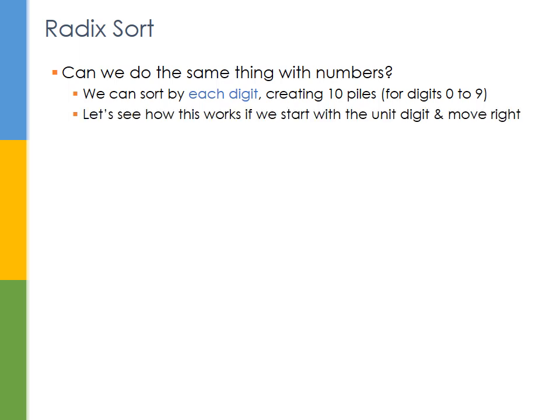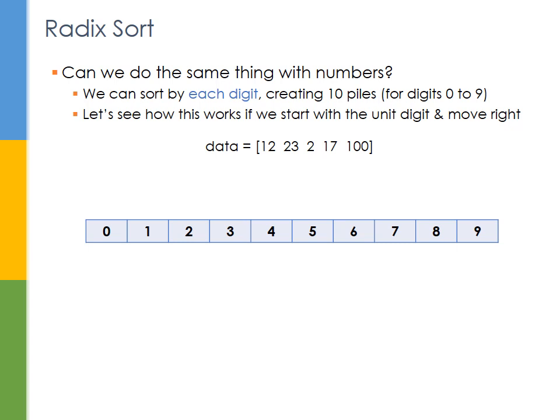All right, so let's see how this would actually work for an array of numeric values. We're going to start off by processing the unit digit and then move digit by digit to the right. So this is our array that we want to sort, and we now need to create 10 piles. We can do this fairly neatly by using an array structure, and the subscript at each position within the array represents the digit that the pile is for.